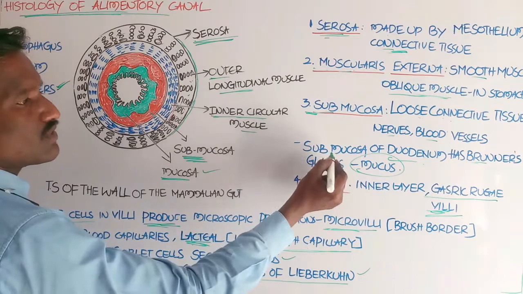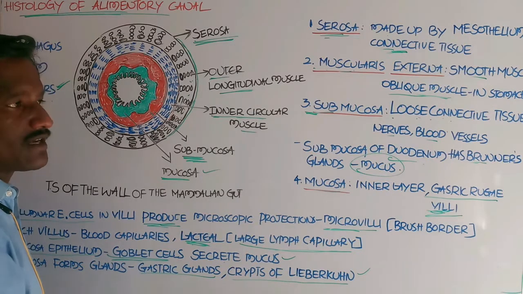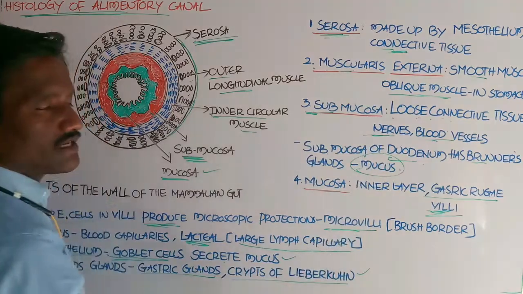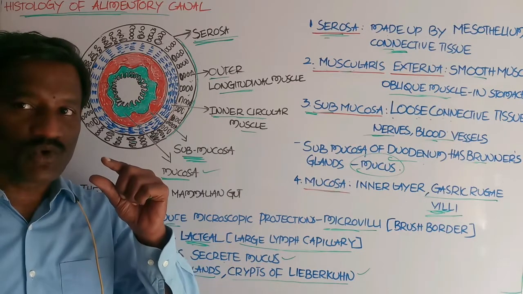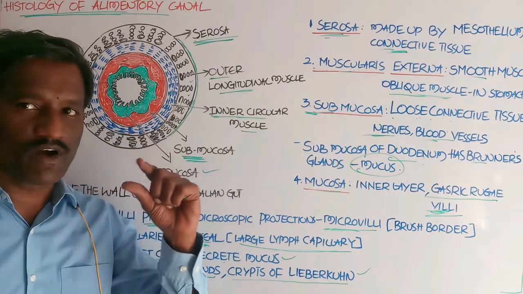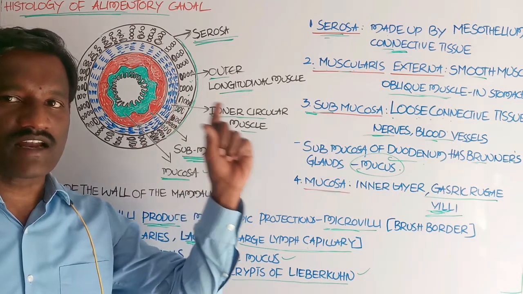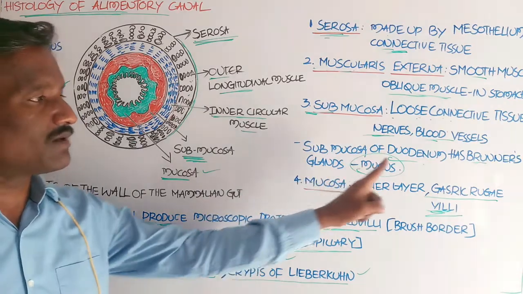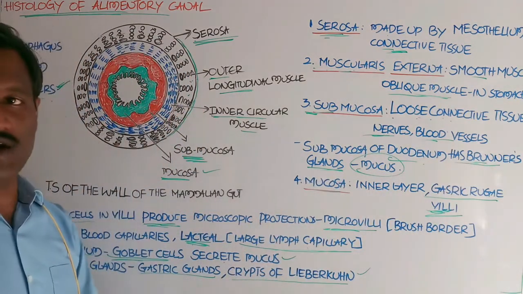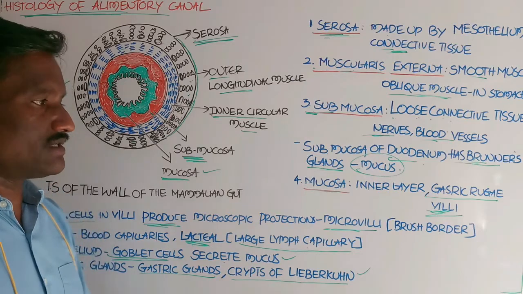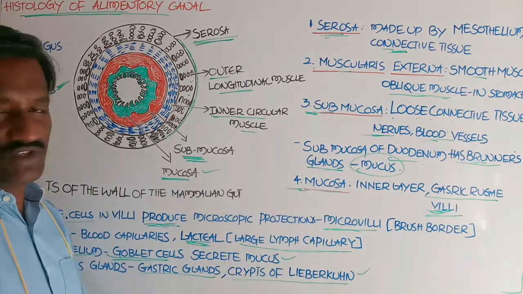In the submucosa, there is loose connective tissue, and also nerves and blood vessels, arteries and veins. Now, if you observe the submucosa of the duodenum, the first part of the small intestine, a C-shaped structure connected with the pancreas and the liver by the hepatopancreatic duct, it consists of Brunner's glands. Brunner's glands secrete mucus.